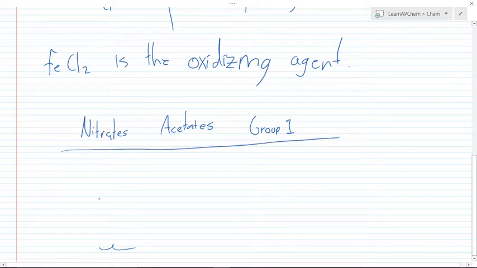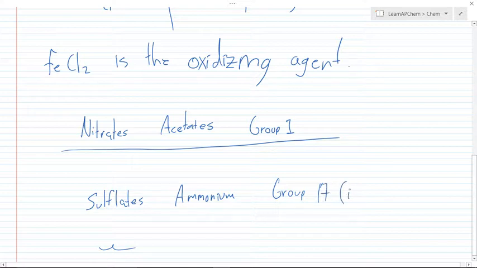Sulfates, ammonium, group 17, and this is like F minus. These are also always soluble. So yeah, neg seg. Thank you for that, Arnold. That's a good mnemonic device.